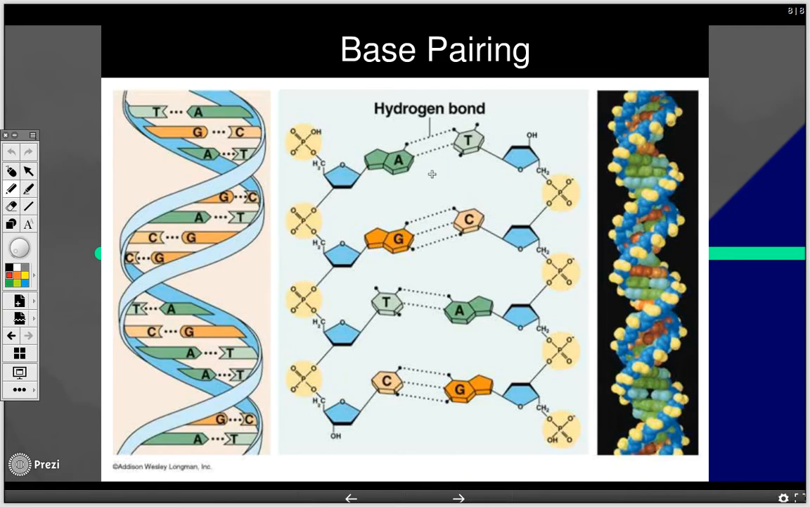Again, if we look at this, one side over here would just be one nucleotide. And again, they're held together by hydrogen bonds right there in the middle.